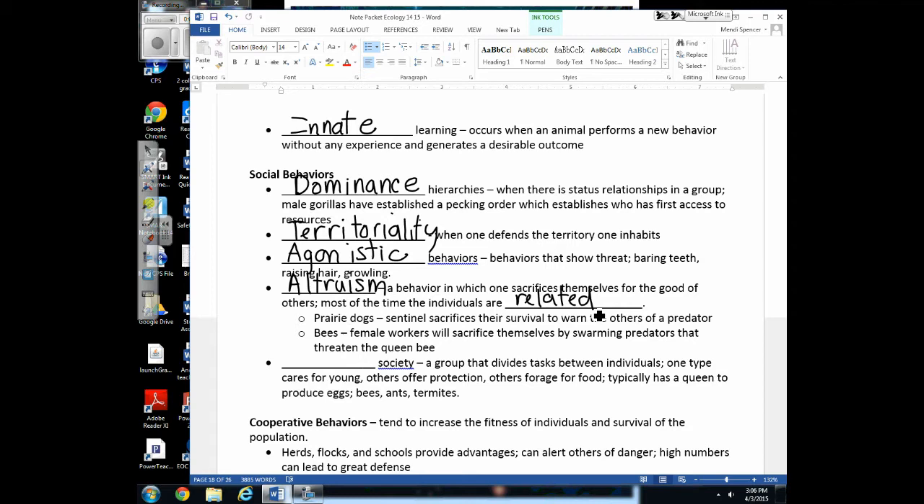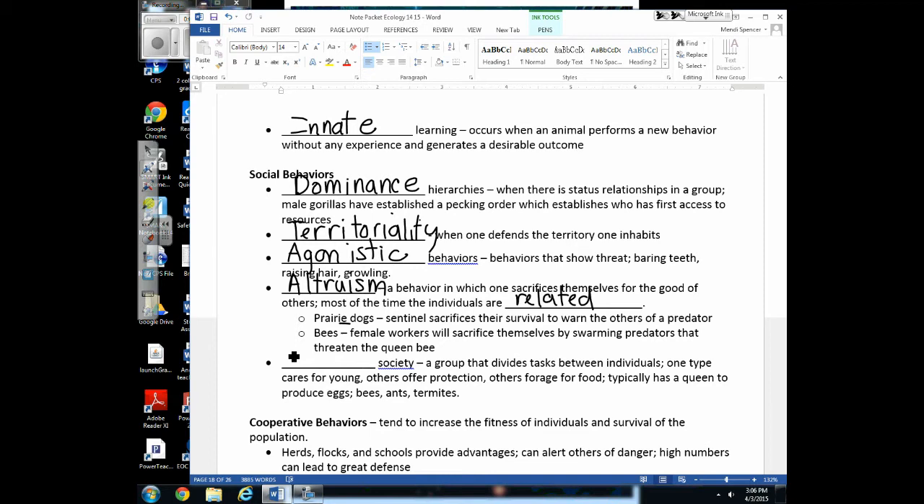So a good example would be with prairie dogs, and you're going to have a prairie dog that's a lookout and it's looking for danger. And whenever it sees that, it's going to send out a warning. In the process of doing this, it's actually lowering its fitness because it's letting the predator know where it's at, but this is actually increasing the fitness of the other organisms in the group. So this is an example of altruism.